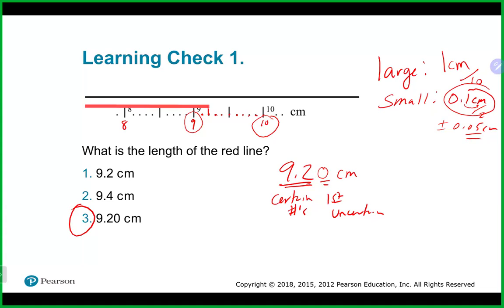So, rather than just looking at it and saying 9.2 and calling it a day, that'll keep reminding you that you do need to take it to the proper number of digits. Other question? Yeah. The large markings are typically the ones that actually have numbers on the scale.